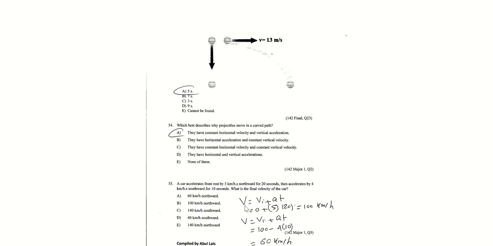So I just need to use v final equals v initial plus at, and the v initial is 0 because it starts from rest, as we can see in the problem, plus 5. I just put the acceleration multiplied by the time, which is 20 seconds, equals 100 kilometers per hour. Because when you multiply kilometers per hour second times second, the second will cancel out, then you will end up with only kilometers per hour.